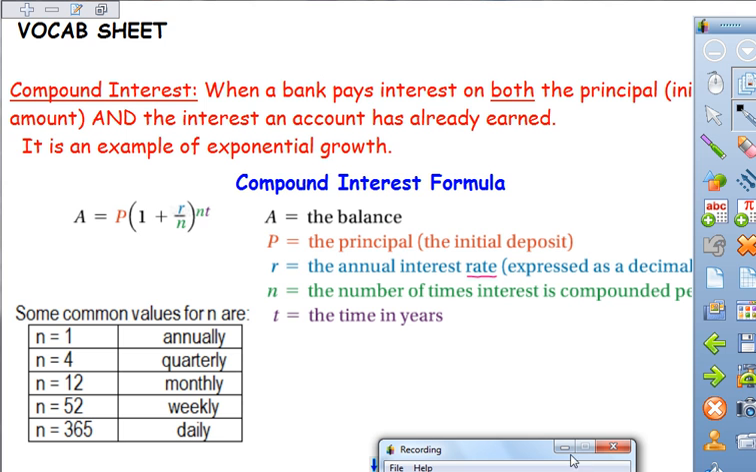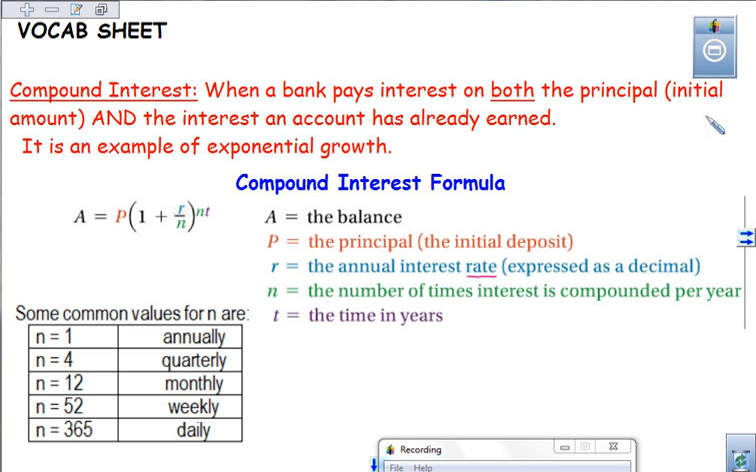Compound interest is when a bank pays interest on both the principal, the initial amount, and interest an account has already earned. This is an example of exponential growth, like putting your money in a bank. So here's the compound interest formula: A equals P times the quantity 1 plus R divided by N to the power of NT.